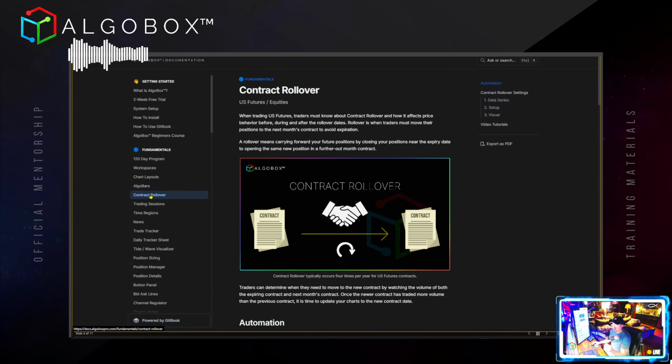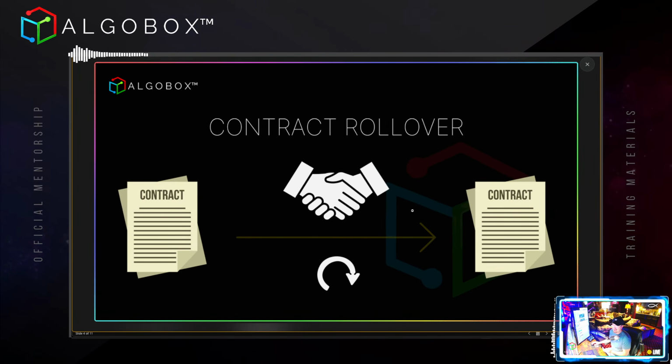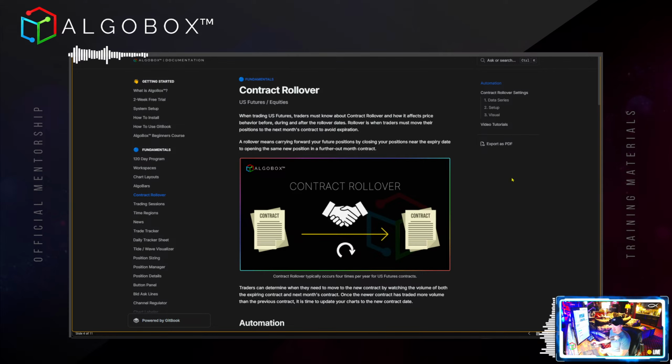All right. Contract rollover. What is contract rollover? Now, this is particularly for futures. If you are using AlgoBox on stocks, you don't need to worry about this. So if you're a stocks trader, you're like, what is this contract rollover thing? And what's the difference between a futures contract and an options contract? We're going to go over a little bit of that. I'm not going to tap into the options side of things. Options is a whole other thing. I always joke about options because options has too many options.